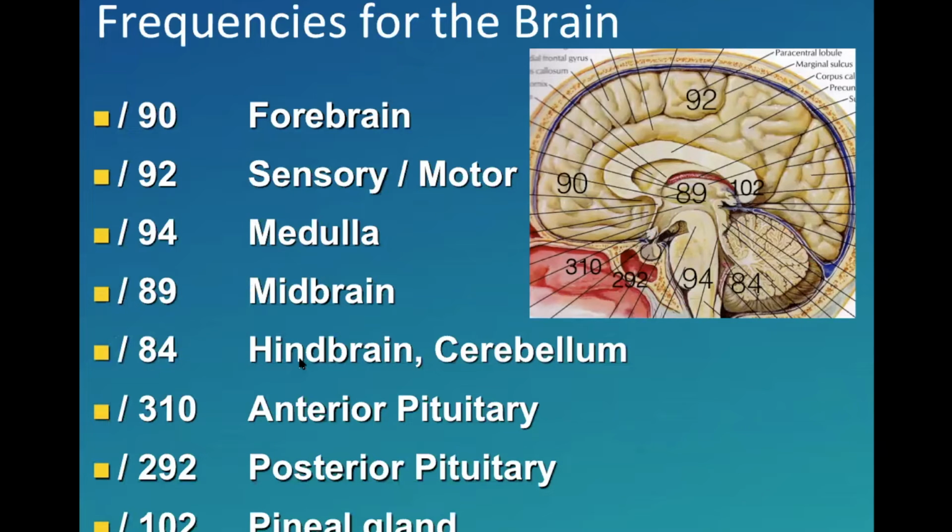All right, so we're going to look at examples of this as we see it in the brain, mostly with the sensory and motor cortex 92 and the midbrain 89. These are all from the core seminar. Okay, so frequencies for the brain. And we're just going to look at really 92 and 89 in various case reports because the last couple of years has been fascinating.